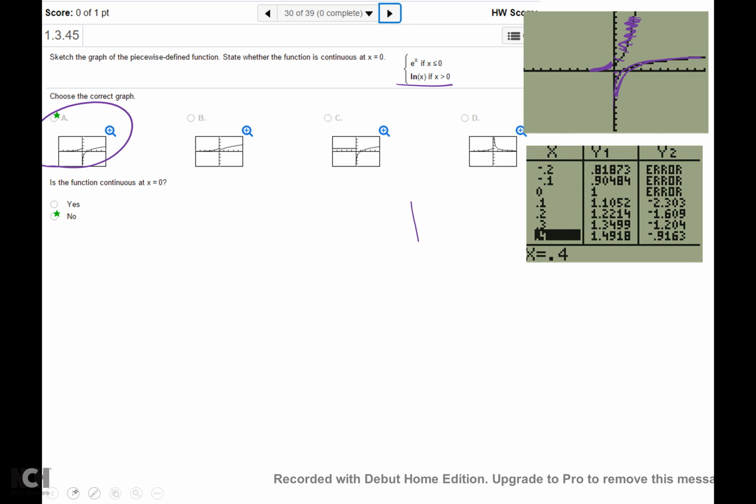And if you look, here's the other way you can tell. If it's continuous at 0, if I look at the table, see how I get an error message there? Right? And it's because if you try and do ln of 0, you, for e to the x, it's defined. It's 1. But for ln of x, that's not defined. So there's a point of discontinuity there.